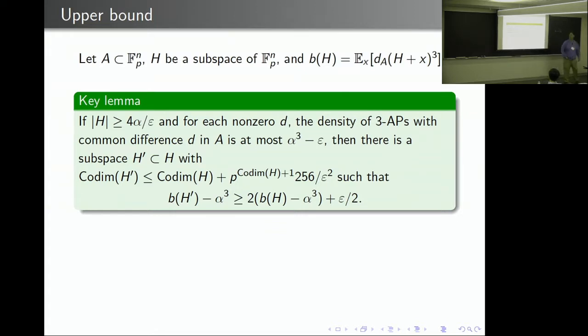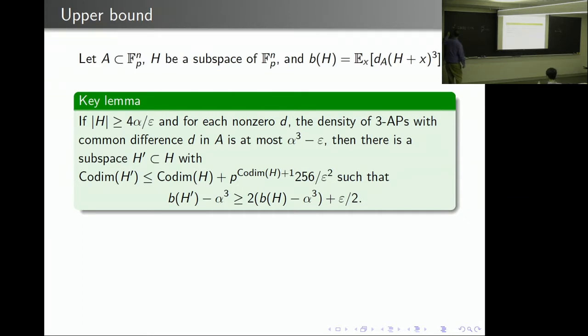And if you iterate this, so you start off, so we have this b of H for a subspace H. The value of the mean cube density, well, it's always going to be at least alpha cubed, and this is by convexity of the function f of x equals x cubed. And it's always at most alpha. So alpha is the set density, so it's |A| over p to the n equals alpha. So it's always going to lie in here no matter what subspace H we pick.